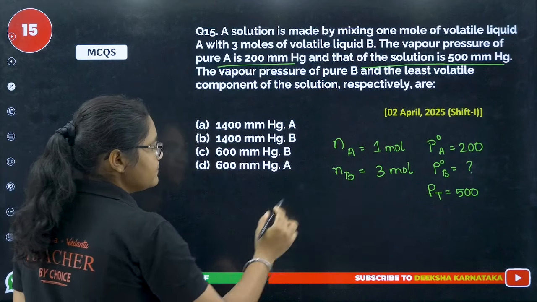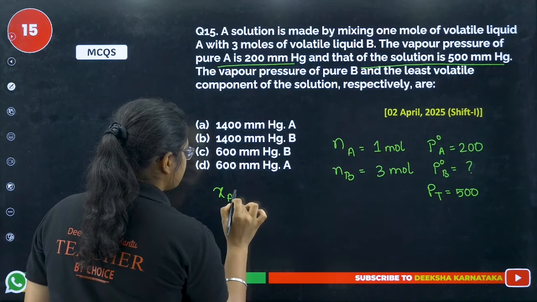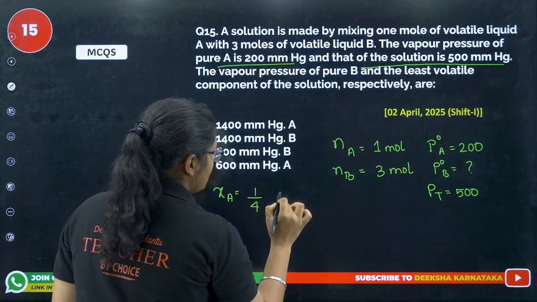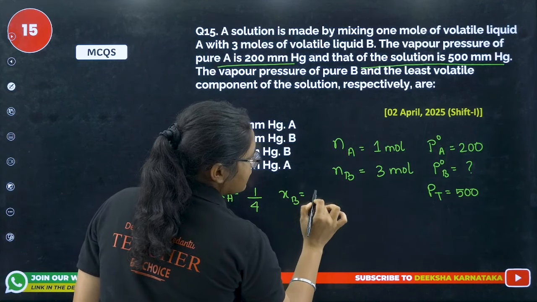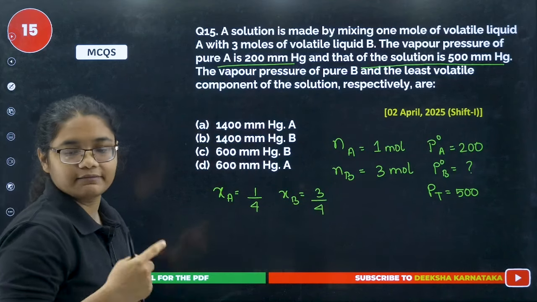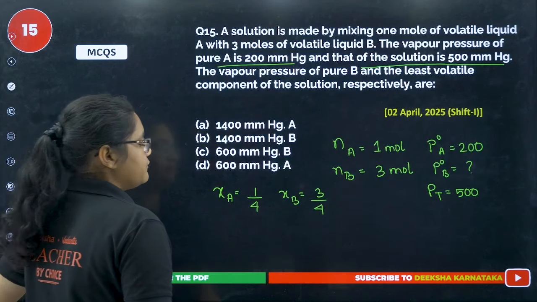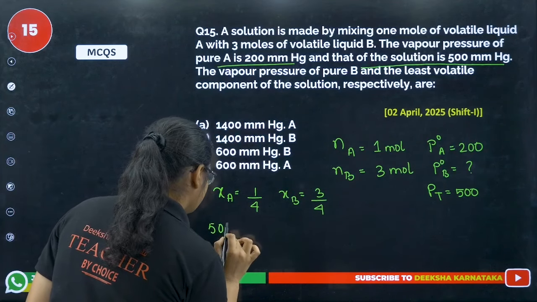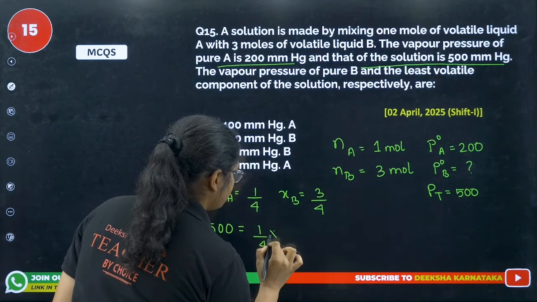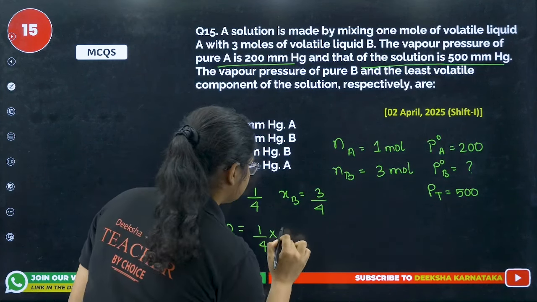This is very simple. First, what is the mole fraction of A? Number of moles of A by total number of moles, so 1 by 4, and the mole fraction of B will be 3 by 4. Now P total 500 is equal to mole fraction of A, 1 by 4, into P naught A, which is 200.